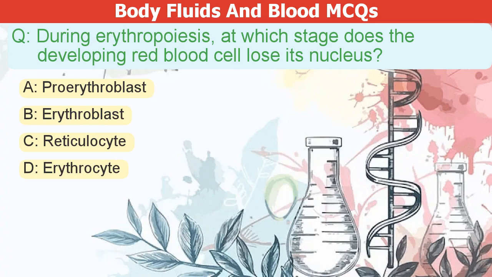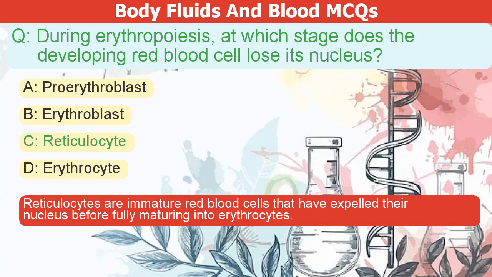During erythropoiesis, at which stage does the developing red blood cell lose its nucleus? A. Proerythroblast. B. Erythroblast. C. Reticulocyte. D. Erythrocyte. The correct answer is C. Reticulocytes are immature red blood cells that have expelled their nucleus before fully maturing into erythrocytes.